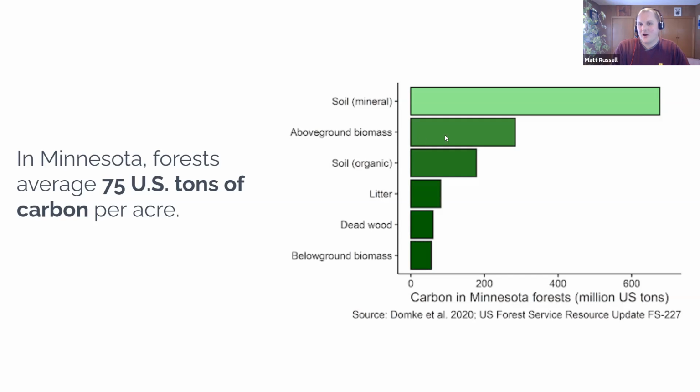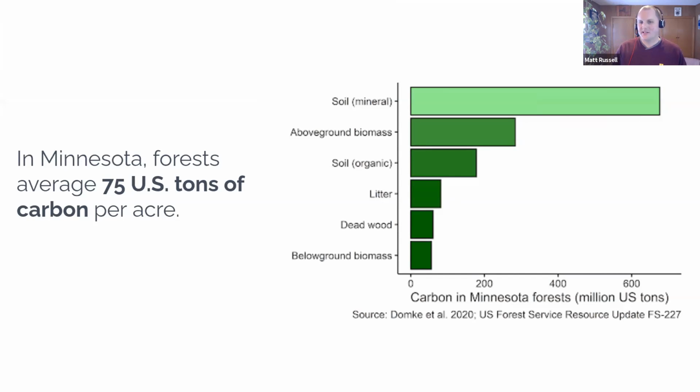Behind that, the above ground biomass. This is what we might think of as including the merchantable trees, the tops and limbs and foliage of a tree. The organic soil comes in third, and then litter, deadwood, and below ground biomass round out the last couple of carbon pools across our forests. When we look at different states, not just Minnesota, it's generally the same ranking, that is soils followed by above ground biomass and trees.